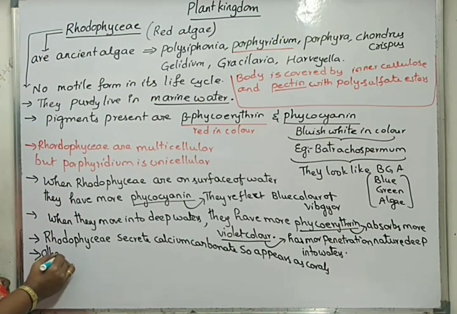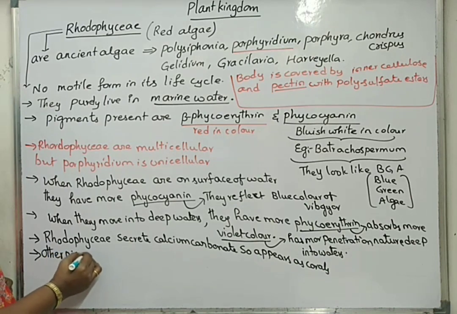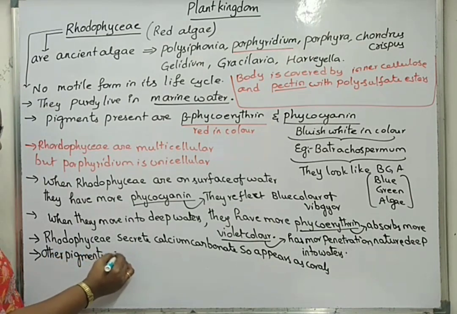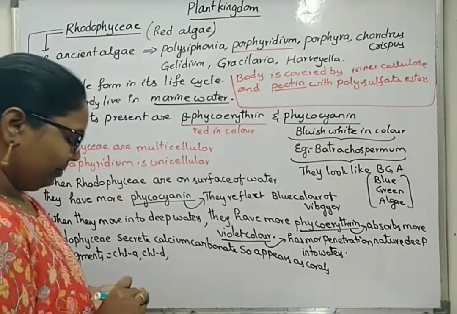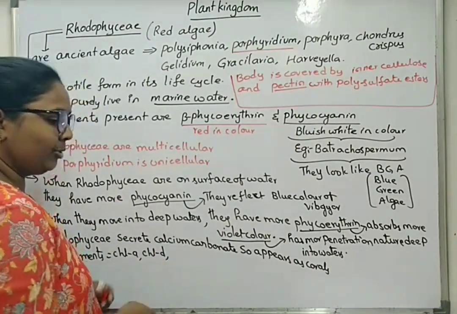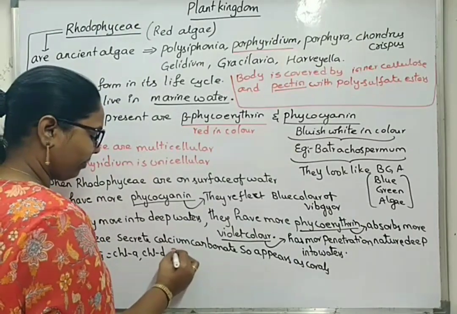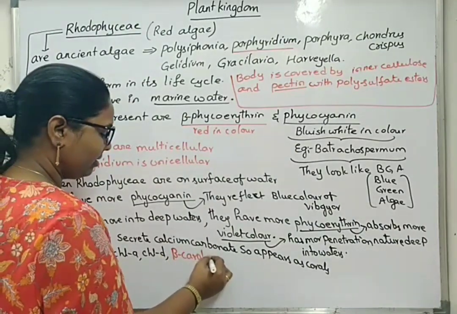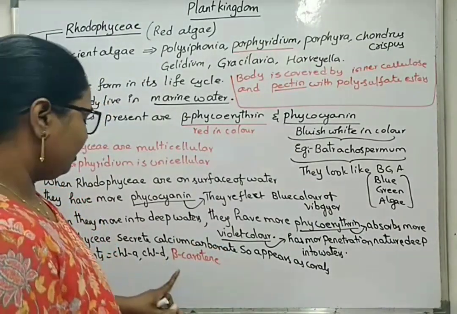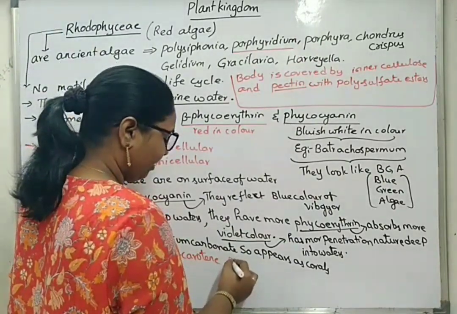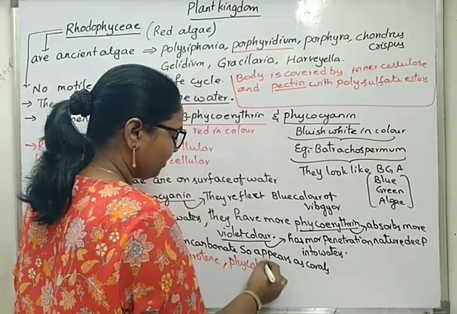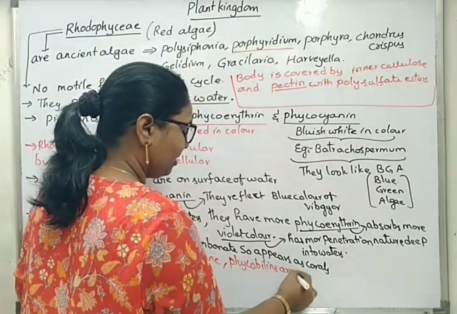Other pigments are chlorophyll a and chlorophyll d. Beta carotene and xanthophylls are also present, but compared to that, we have more phycobilins. Phycobilins are also seen.